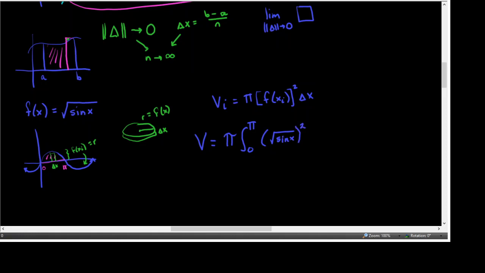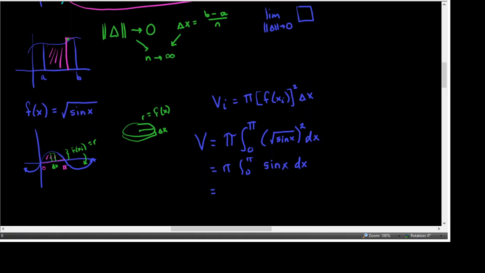And that will be squared, according to the formula, dx. So if you square that radical answer, you'll get the radicand, the thing under the radical, and then you can integrate.